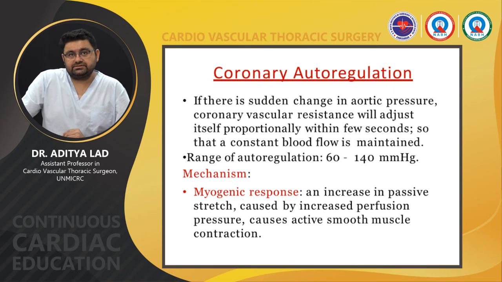Coronary autoregulation. If there is a sudden change in aortic pressure, coronary vascular resistance will adjust itself proportionally within a few seconds, so that a constant blood flow is maintained. The range of autoregulation is 60 to 140 mmHg. The mechanism is mainly through the myogenic response. An increase in passive stretch caused by increased perfusion pressure causes active smooth muscle contraction.